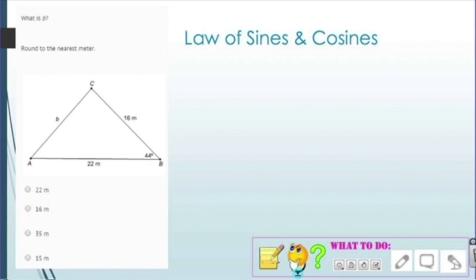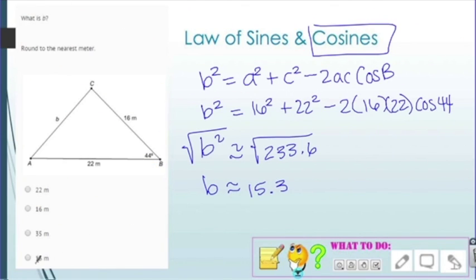You try this one. What is B? And round your answer to the nearest meter. Before you begin, decide, are you going to be using the law of sines or the law of cosines? You will be using the law of cosines because here you are given two sides and one angle, and you're asked to find a third side. And the correct answer is D, 15 meters.